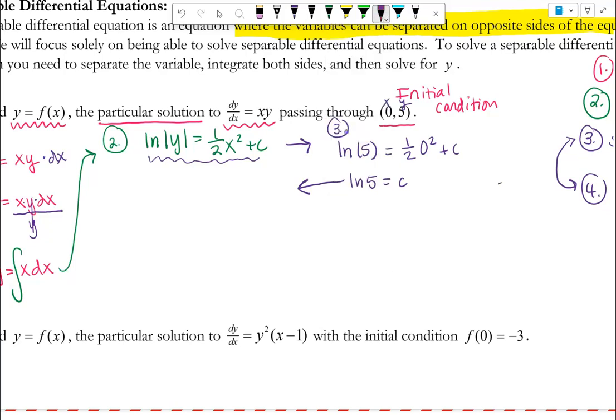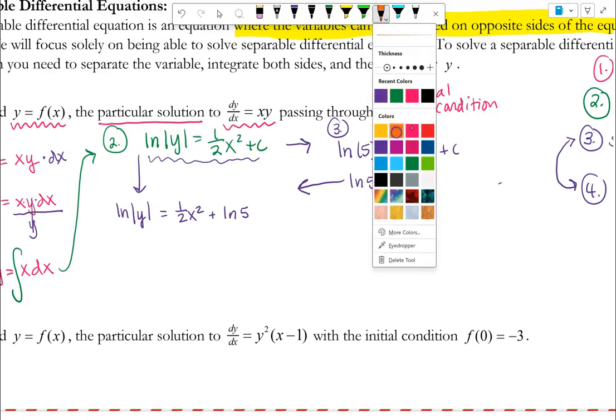this and isolate y. So from this line, I have the natural log of the absolute value of y. I haven't gotten rid of that yet. Equals 1/2 x squared plus c, the natural log of 5. All right, our goal is to get y by itself. So on the left-hand side, all we could possibly do there is exponentiate both sides.